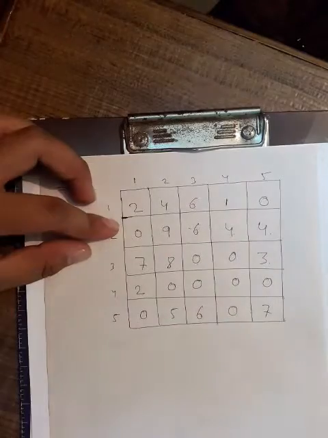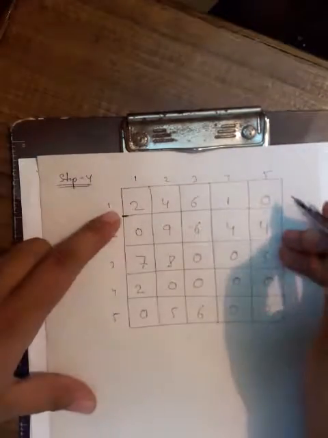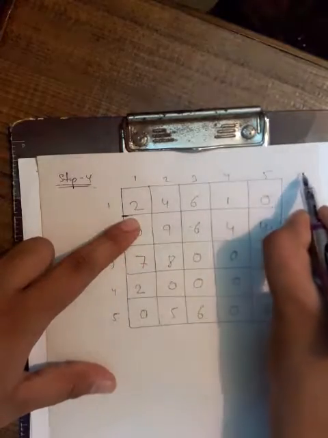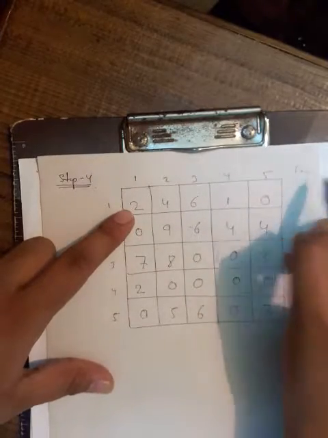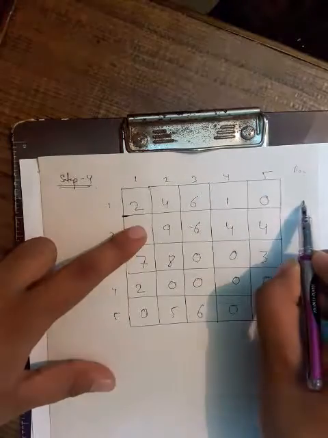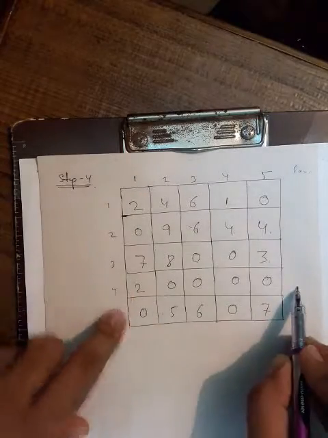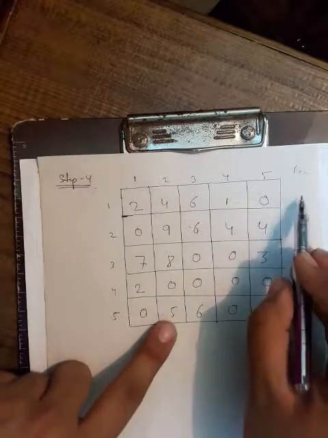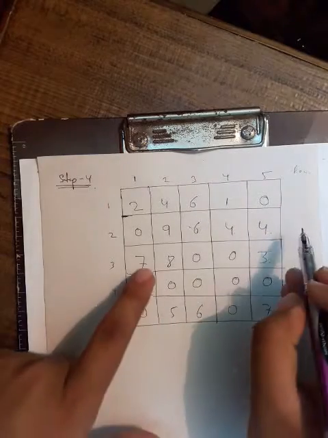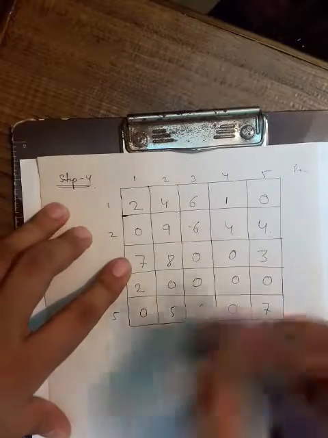So in step 4 you have to follow again step 1. In step 1 what we are going to do is find the minimum value in each row. In each row the minimum value is 0, again 0, again 0, again 0, again 0. If you subtract the minimum value 0 from this matrix, we are going to get the same matrix. So move to the next step.